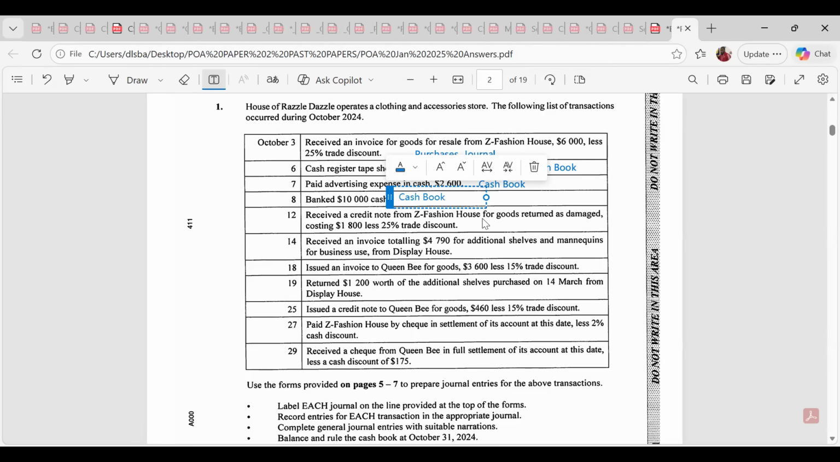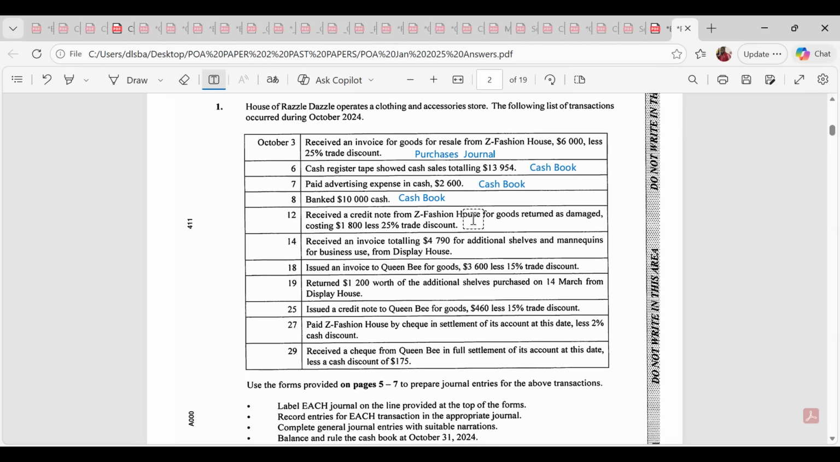Now this one, we received a credit note from Z Fashion House. Credit notes are used when what happens again? Purchase goods on credit. Invoices are used when goods are bought and sold on credit. What do we use the credit note for? When goods are returned. Whether goods are sent or received, return inwards or return outwards. Right, when goods are returned.